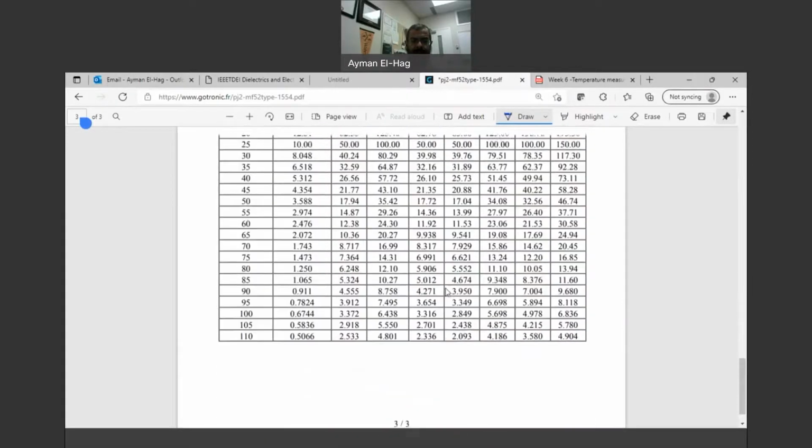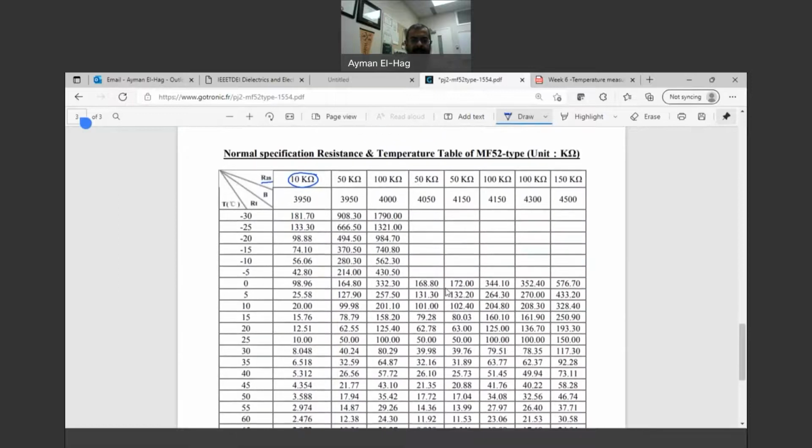from minus 30 until you reach 110. And then you will find different values of the resistance. These are different resistance values under the 10 kilo, the 50 kilo. So these are different models of the MF52 type. And this resistance, the 10 kilo ohm, is the resistance at 25. So if you come here at 25 degrees centigrade, it is 10 kilo ohm. Now the 50 kilo ohm at the same temperature will be equal to 50 kilo ohm resistance. So this corresponds to the resistance of the sensor at 25 degrees centigrade.